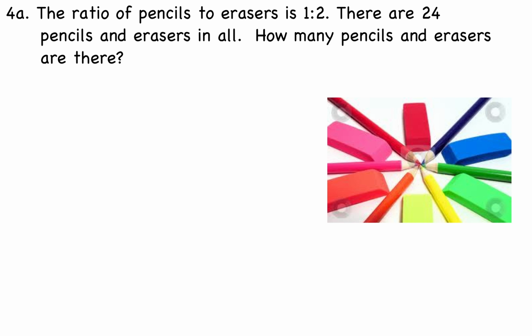The ratio of pencils to erasers is 1 to 2. There's 24 pencils and erasers in all. How many pencils and erasers are there? Well, here we go with our word problems. What do they tell us? The ratio of pencils to erasers is 1 to 2.